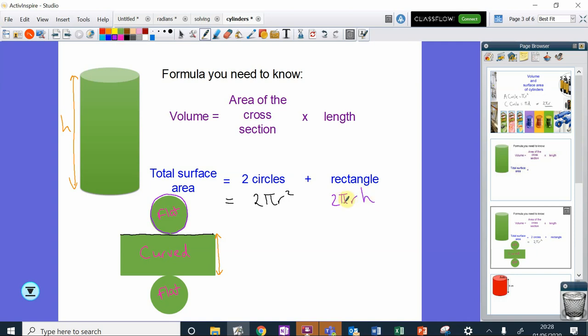Now, you'll see I use 2 pi r. I could use pi d h, but 2 pi r squared plus pi d h doesn't flow very nicely. 2 pi r squared plus 2 pi r h, it flows much better. So that's the one I'm going to use.